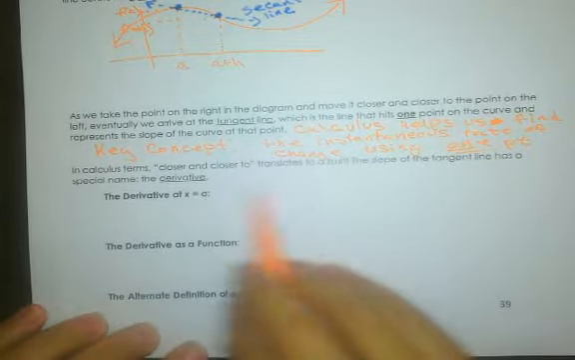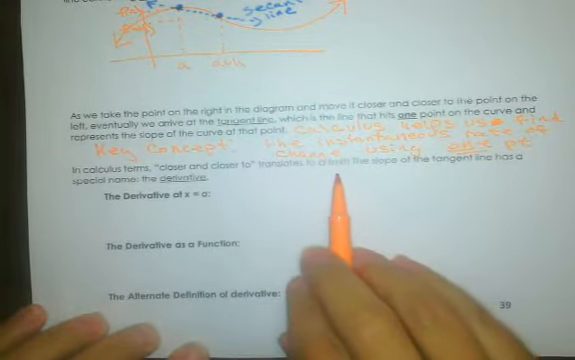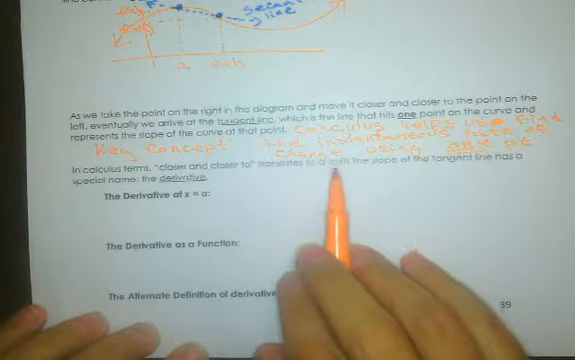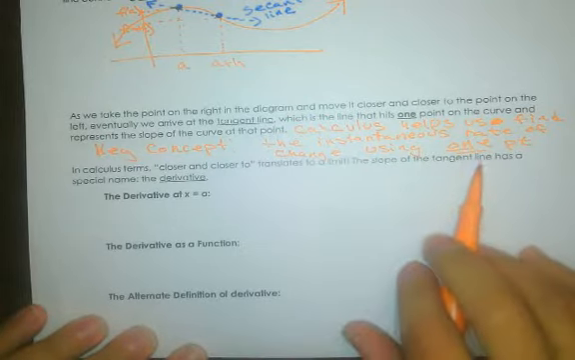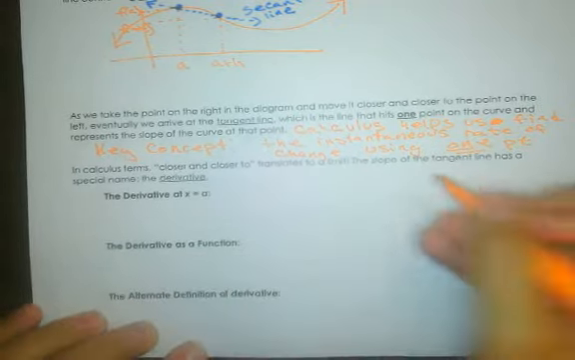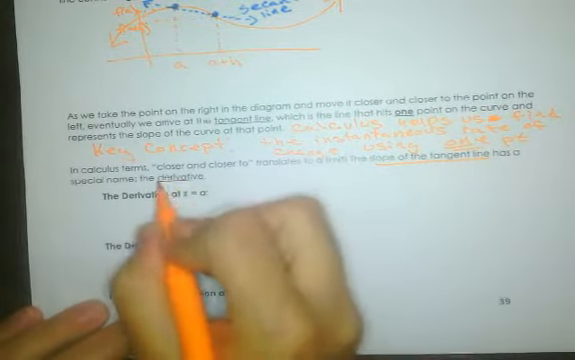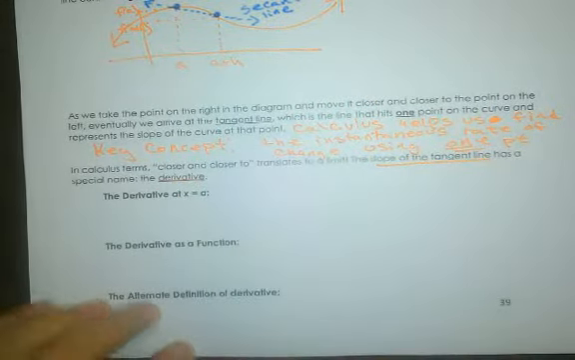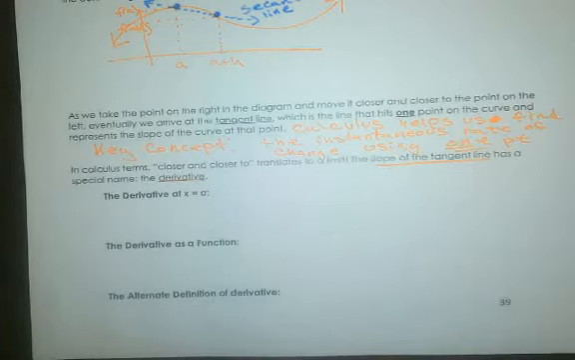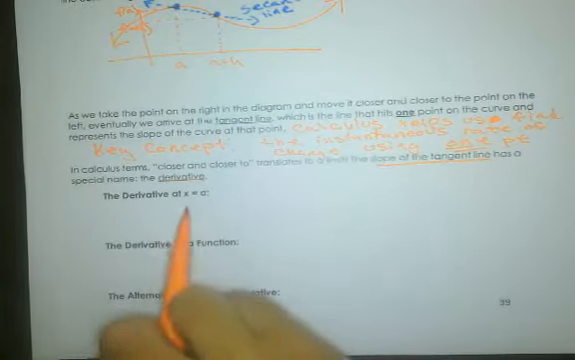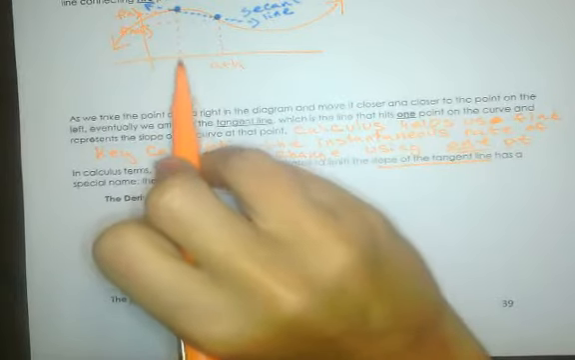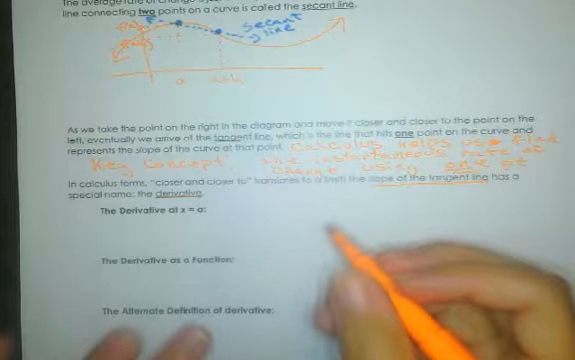So let's talk about some notation. In calculus, closer and closer translates to a limit, and we've already spent a few weeks talking about limits. The slope of the tangent line has a special name called the derivative. Guys, you definitely need to know that. The slope of the tangent line: when you see those words, you should be thinking derivative. There are a couple different ways that they might ask you about a derivative. They might ask you for a derivative at a particular x value, like, what's the instantaneous rate of change at x equals 3 or something.